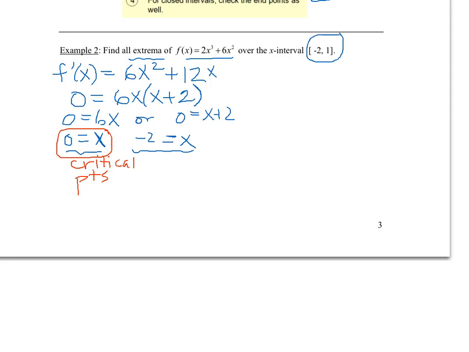All right, moving along here. So we've got ourselves a little critical point. Now what I'm about to show you is called a number line test.